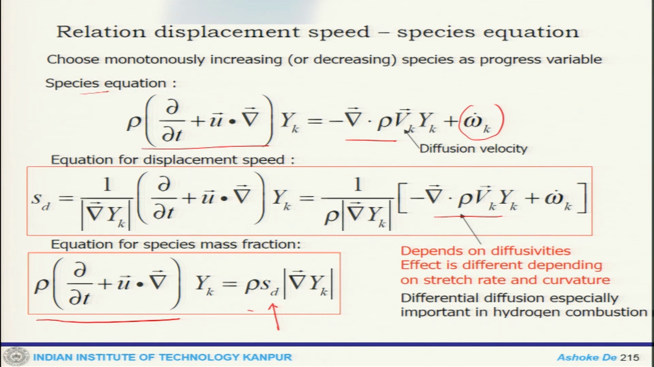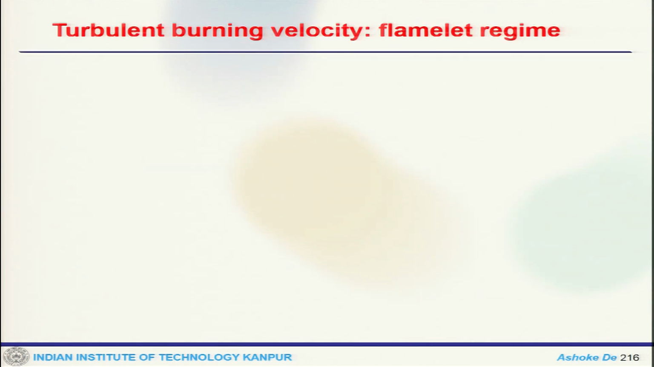So, now we can see how turbulent burning velocity actually works in the flamelet regime. So, we take that simple example, where we get a wrinkled flamelet like this. So, this area one can call AM, this is AL, and this would be ST.